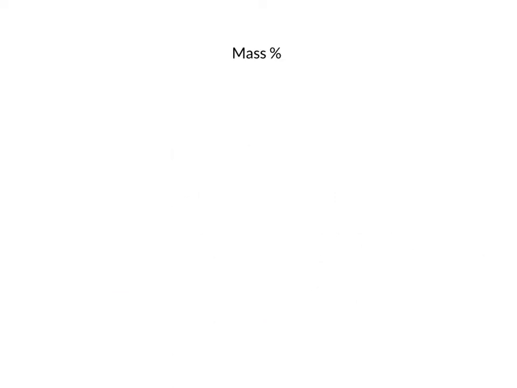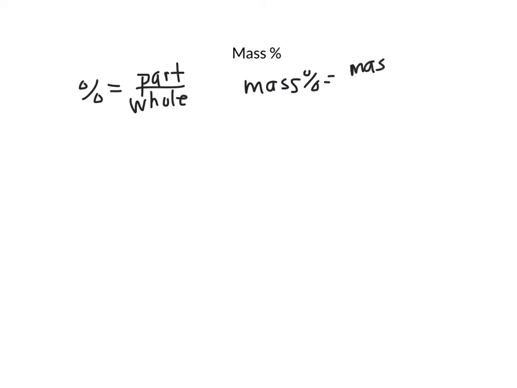A percentage is always expressed in terms of part of the system divided by the whole system. If we're looking at mass percent, then we want the mass of part of the system, the part that we're talking about, divided by the mass of the whole system.